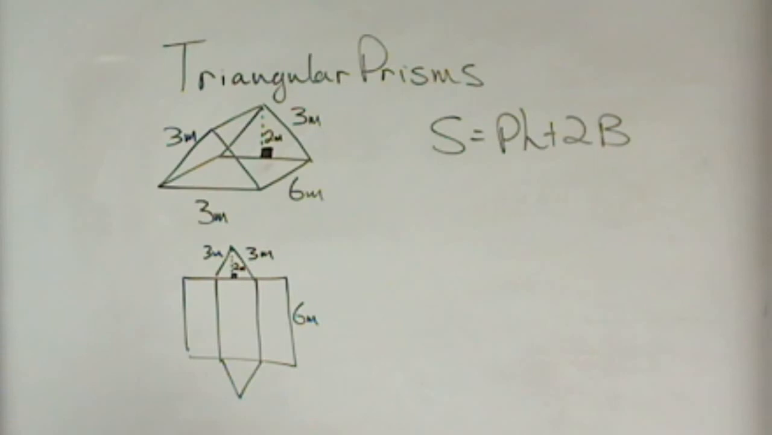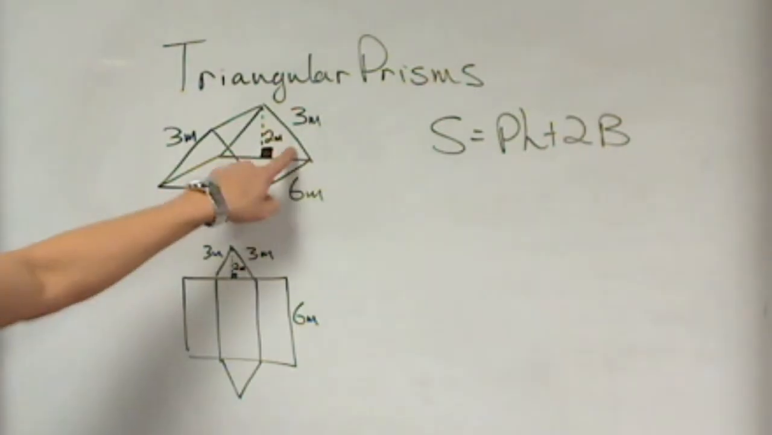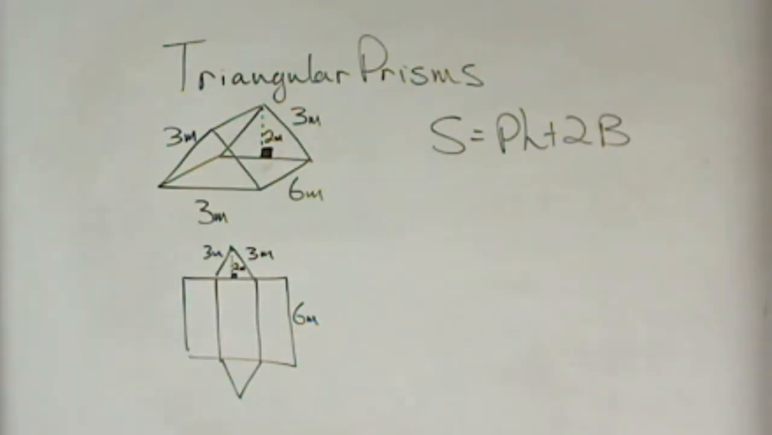The next one that we're going to talk about is going to be triangular prisms. So triangular prisms get their name from their base. Both bases are triangles. A triangular prism that you probably see a lot would be maybe something like a tent.